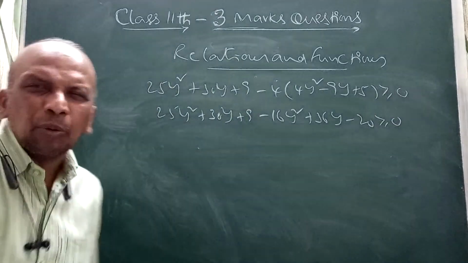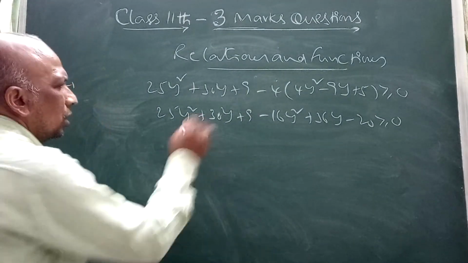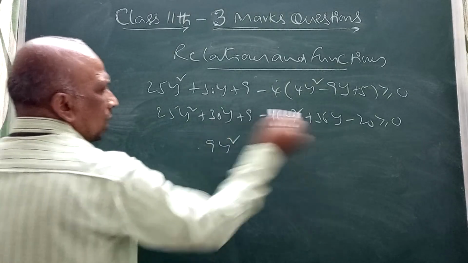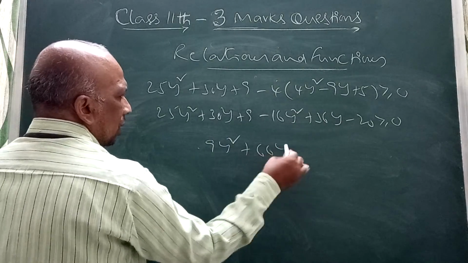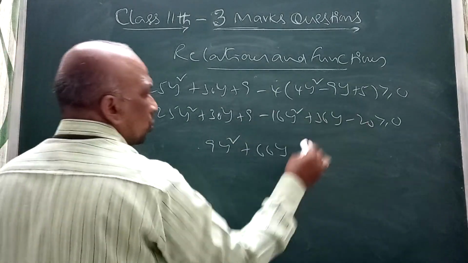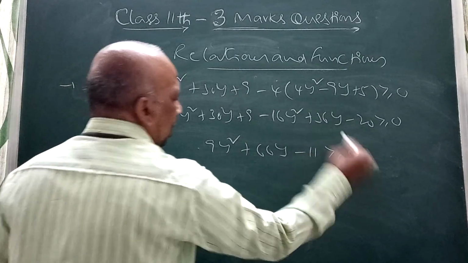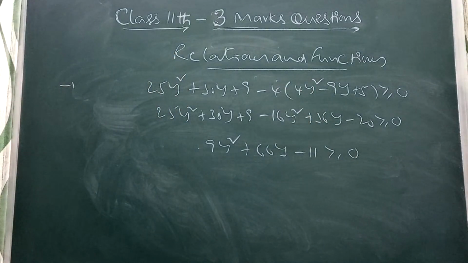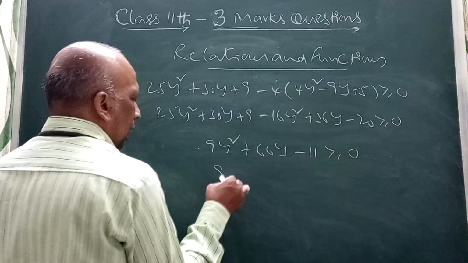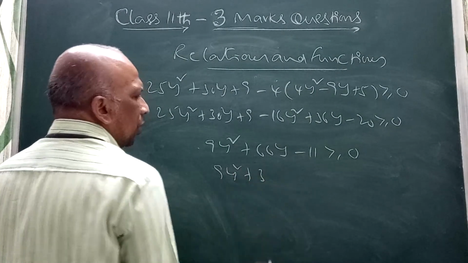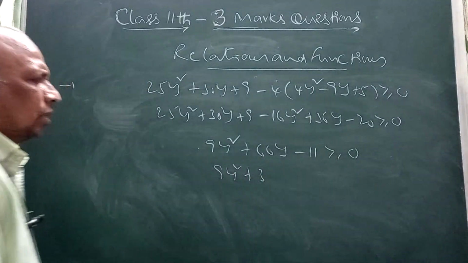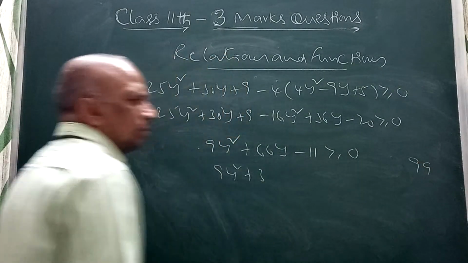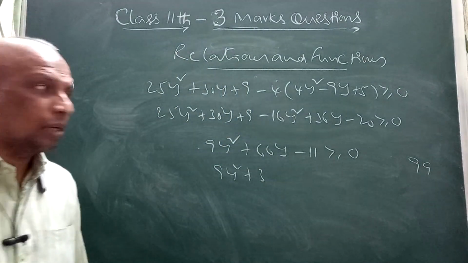In PU they won't ask the range this way. You can see 25y square minus 16y square is 9y square, 30y plus 36y you'll get 66y, and 9 minus 20 gives minus 11, greater than or equal to 0. I can write this as 9y square plus 66y minus 11. You can check this one.